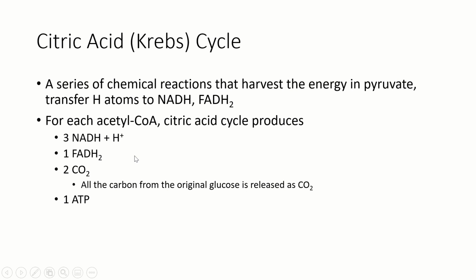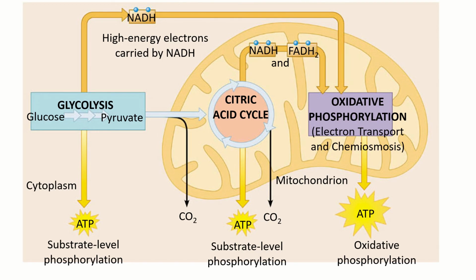So for each glucose molecule, we double all of these. 6 NADH, 2 FADH2s, 4 CO2s, and 2 ATPs. That's your Krebs cycle. See? Simple.